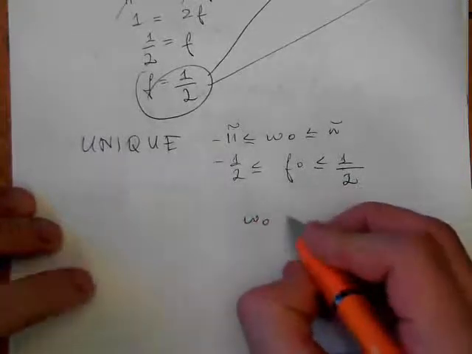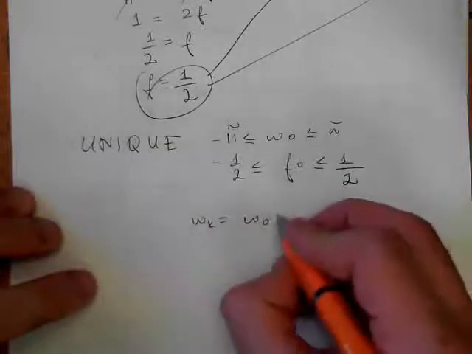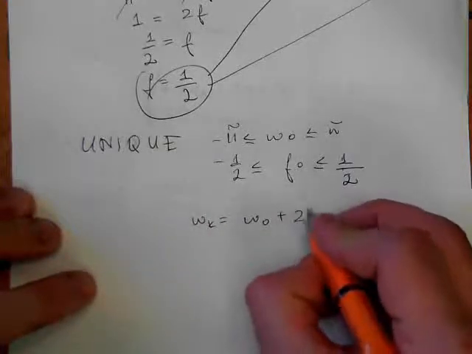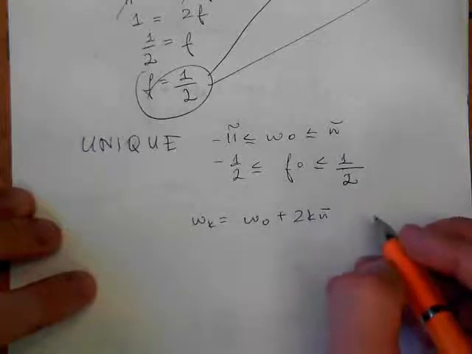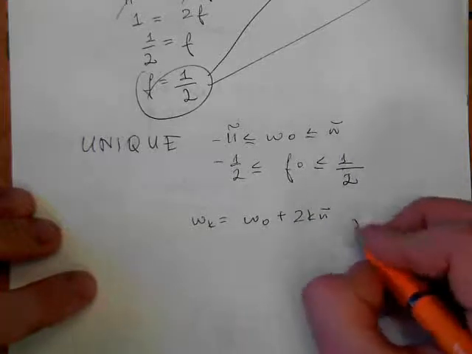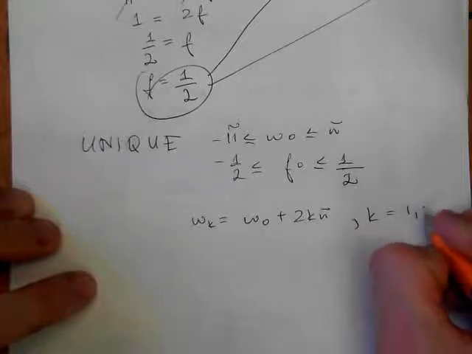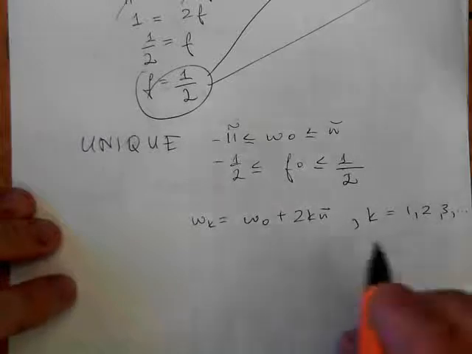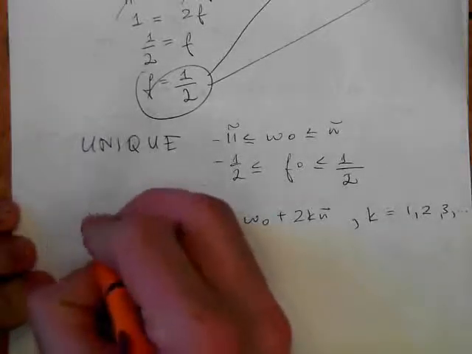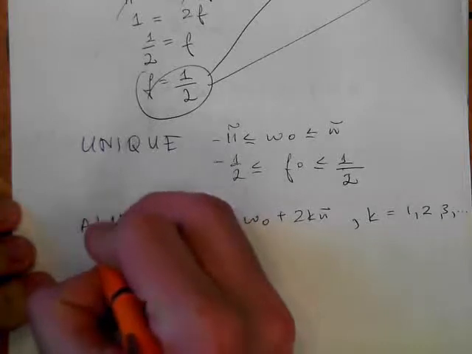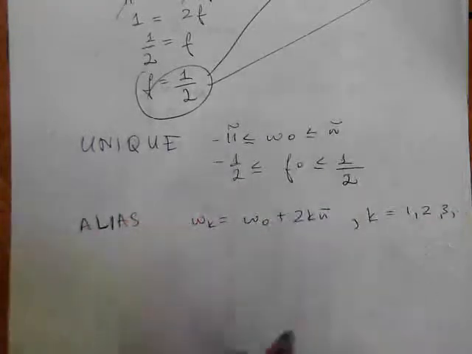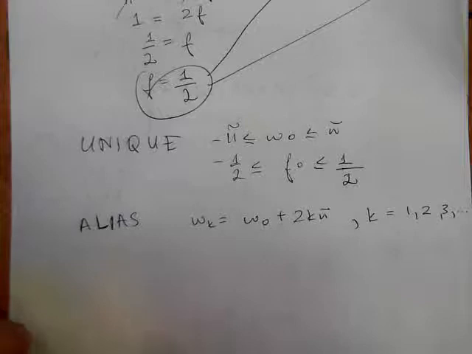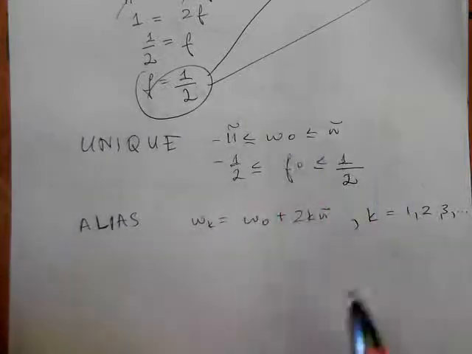Now, if we take omega 0 plus 2k pi, where k is 1, 2, 3, etc., then we obtain aliasing, and these signals are aliases to this omega 0.